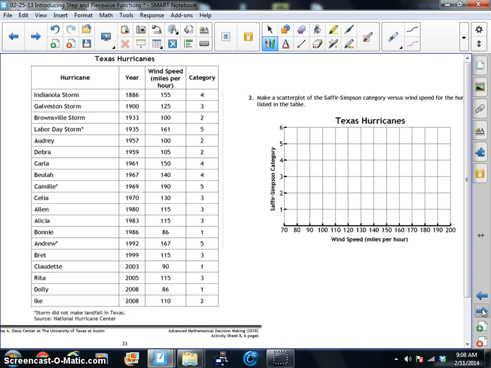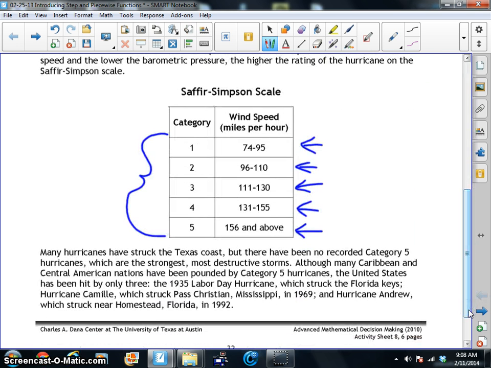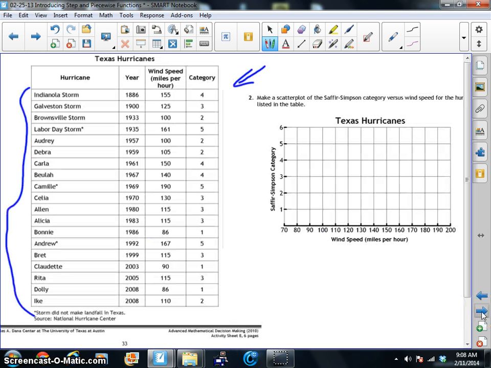So, we're probably wondering how we're going to be doing this. We're going to have a chart given with all these wind speeds and categories, like the Galveston storm, Brownsville, all the way down. We have all these storms right here. I guess anything below 74 miles per hour is categorized as a tropical storm. It hasn't developed into a hurricane yet. So this is basically what we're going to be doing.